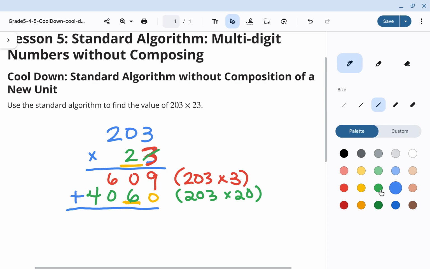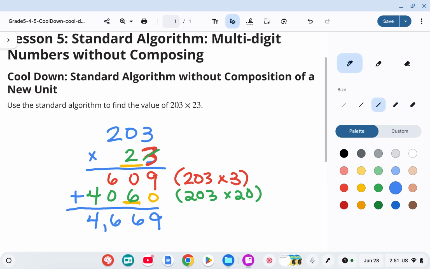Now we're going to add these values together. 9 plus 0 is 9. 0 plus 6 is 6. 6 plus 0 is still 6. And 4 plus nothing is 4. Now we are going to get our comma in here. We have 1, 2, 3, comma. So our answer to this question, 203 times 23, is 4,669. That finishes out our Lesson 5 Cooldown.